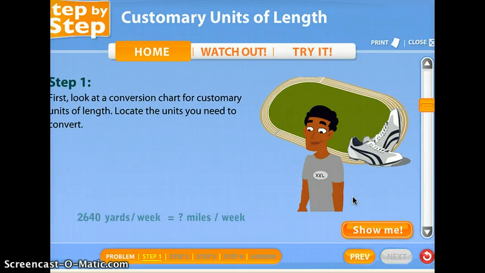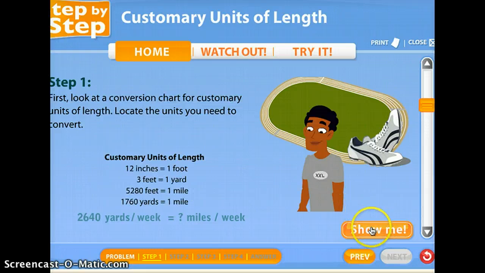First, look at a conversion chart for customary units of length. Locate the units you need to convert. Customary is just a fancy word we use for our measurement system in the United States. RJ knows how many yards he ran and wants to find out how many miles that is. There are 1,760 yards in 1 mile.